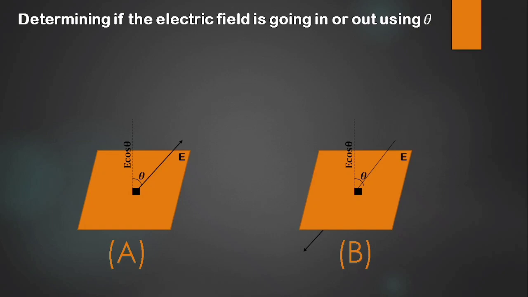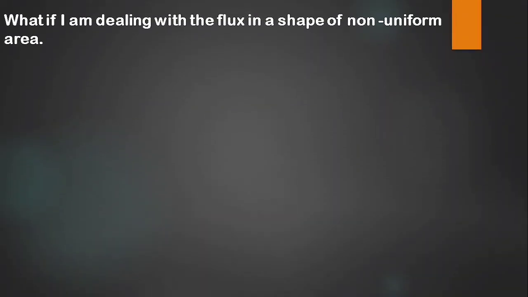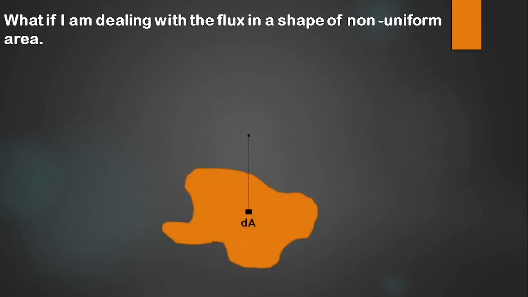Okay, what to do when we deal with the flux of a non-uniform shape? To calculate the flux here we have to take a very tiny piece of area which is called dA and multiply it by E, which equals d phi, and by integrating both sides we can say that phi equals the integral of E dot dA.